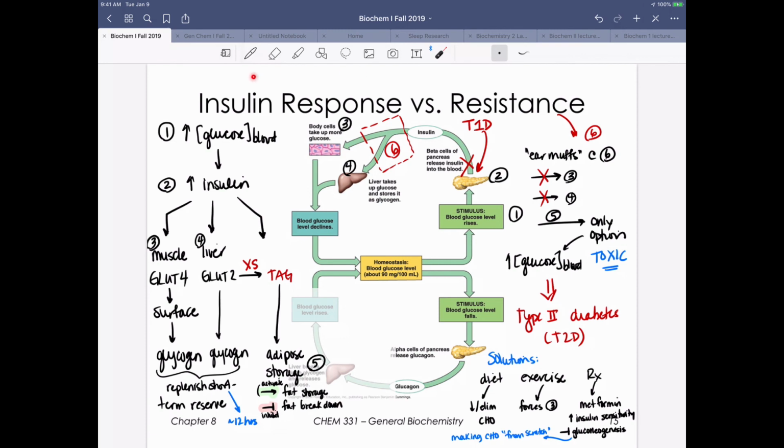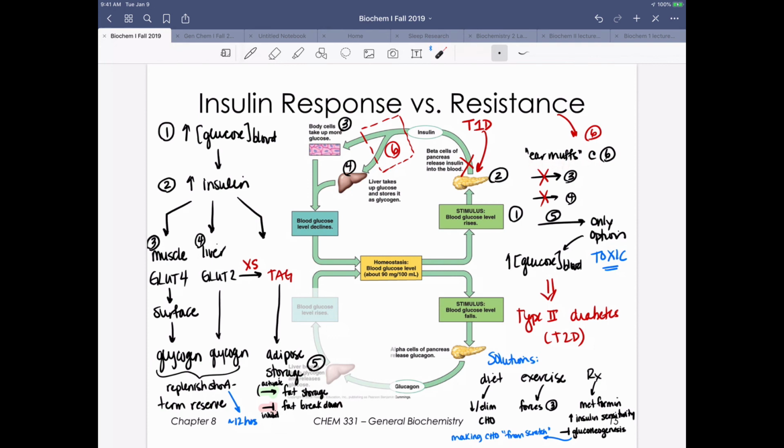So that's sort of the normal insulin response. So let's talk about what happens with insulin resistance. With insulin resistance, we really sort of put earmuffs on at this point. Blood sugar levels rise, your pancreas produces insulin, you've got plenty of insulin around, but these tissues that are normally responsive to that signal are not listening.